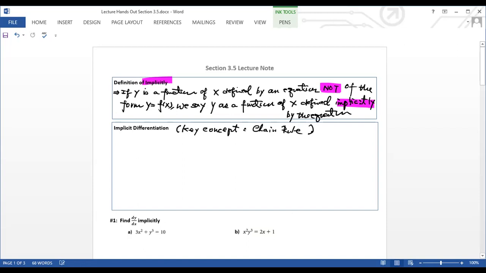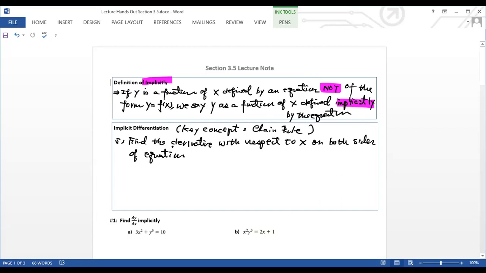We know y is a function, so we need to treat y as a function f of x. It's just that we cannot see it. So how do we find the derivatives here? Here is the process we do: find the derivative with respect to x on both sides of the equation.